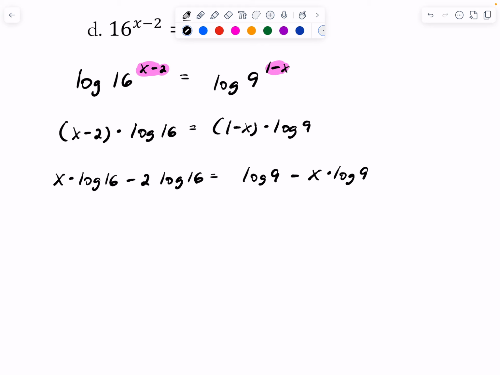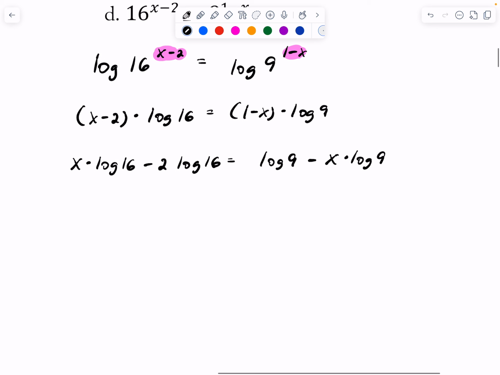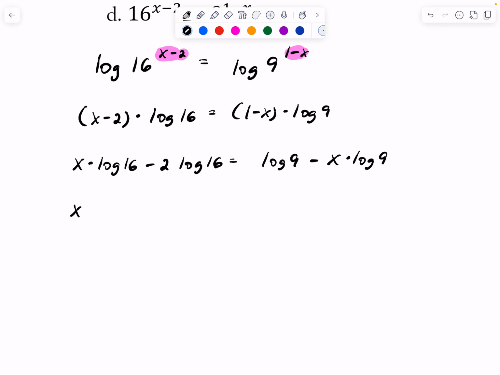I don't know what the log of 9 is at the top of my head, but it's just a number, right? So I'm going to move the stuff that has the variables to one side, the stuff that doesn't have the x to the other side. So keep the x log of 16 here. I'm going to write plus x log of 9, since I moved that from the right side. Leave the log of 9 on that side, and then write plus 2 times the log of 16, since I moved that over from the left side.